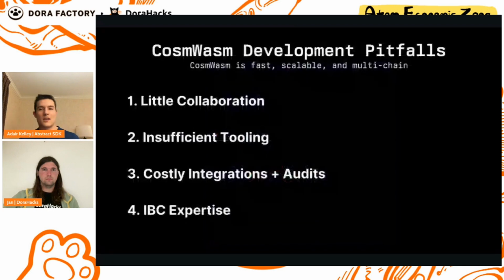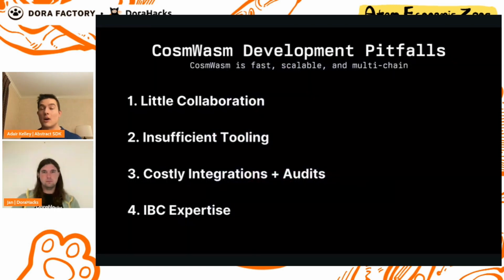And so what are the pitfalls of CosmWasm development? So CosmWasm is a fast, scalable, and multi-chain smart contract framework within the Cosmos ecosystem. It uses WASM, and it's amazing. However, there's little collaboration between different teams in the CosmWasm ecosystem. There's insufficient tooling for building scalable applications. We're stuck with the same primitives that the EVM world has surpassed maybe 5 years ago.